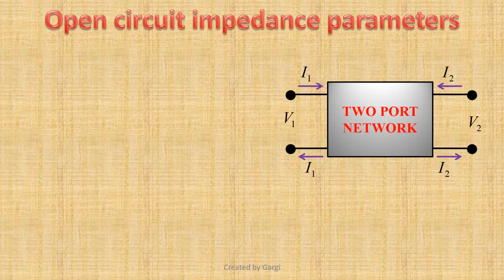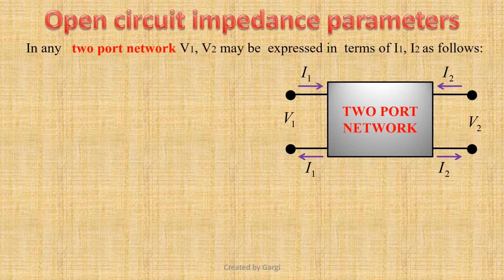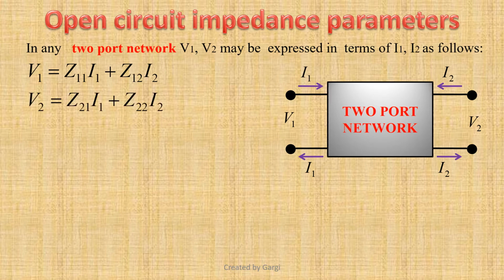Let us first recall how Z parameters are used to describe a two-port network. In this method, port currents I1 and I2 are taken as independent variables and port voltages V1 and V2 are considered as dependent variables. Therefore, linear equations used to express V1, V2 in terms of I1, I2 are V1 equals Z11 I1 plus Z12 I2 and V2 equals Z21 I1 plus Z22 I2.